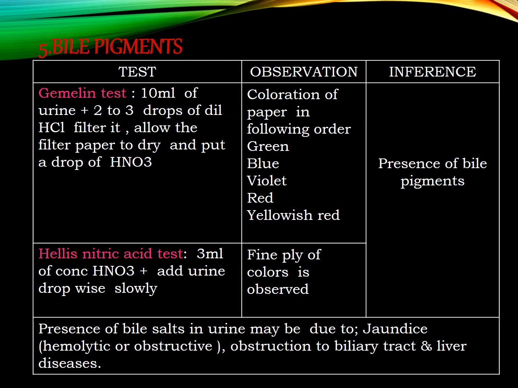Into 3 ml of concentrated nitric acid, add urine drop wise slowly, and a fine play of colors is observed, which is due to the presence of bile pigment in the urine sample. The presence of bile pigments in the urine may be due to jaundice, which may be hemolytic or obstructive, obstruction to the biliary tract, and liver disease, which is the same as for bile salts.